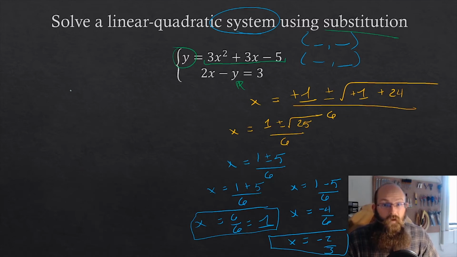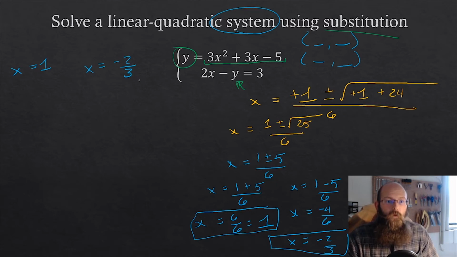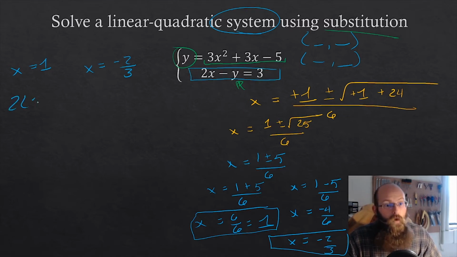So I erased all that. Hopefully you got it. If not, go backwards. It's a YouTube video. Now I have x equals 1, and I also have x equals negative 2/3. Those are my 2 x's. Each of them is going to give me 1 y value. I need to find out what that y value is, and I'm going to use this bottom equation because obviously it's simpler. So 2 times 1 minus y equals 3, and I'm going to solve for y now.